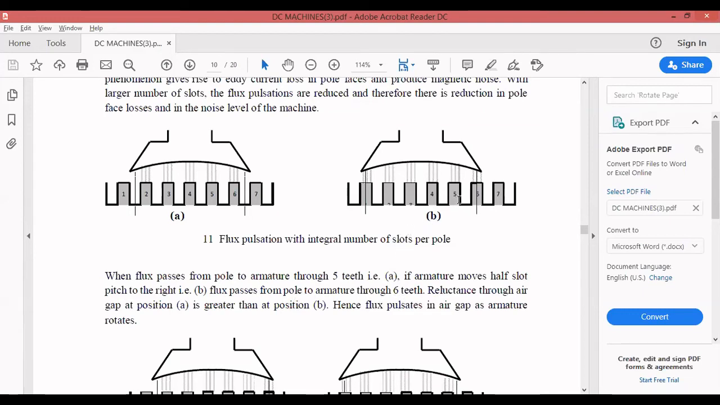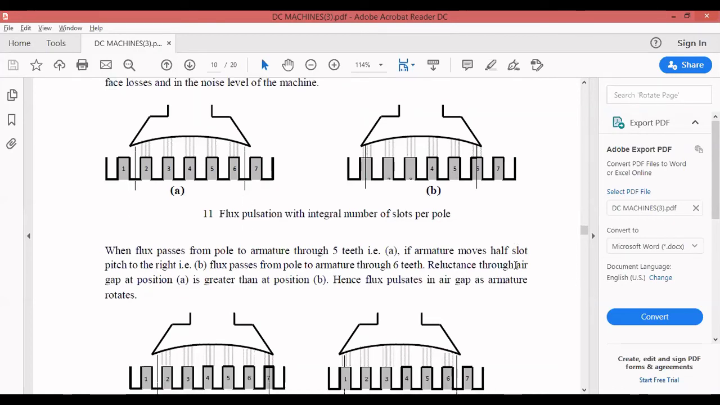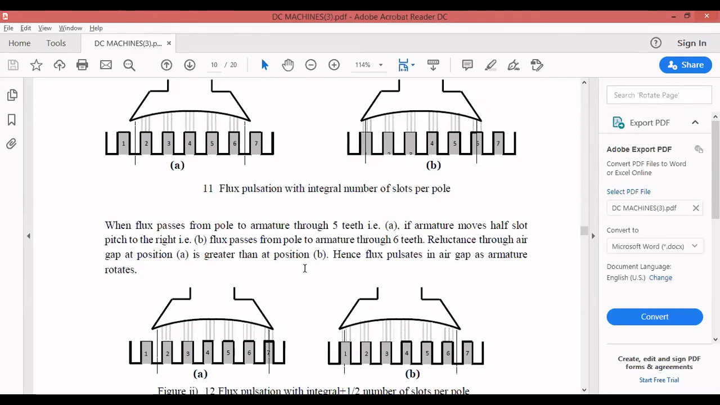6 teeth means, you can see here, 1, 2, 3, 4, 5, 6. The flux passes from the pole to the armature through the 16th. In the figure, the flux passes through the armature with respect to the 5th. In this case, the flux pulsates in the air gap as the armature rotates.